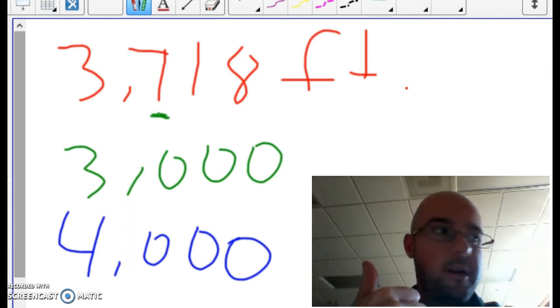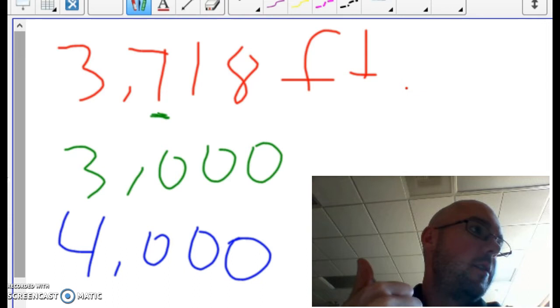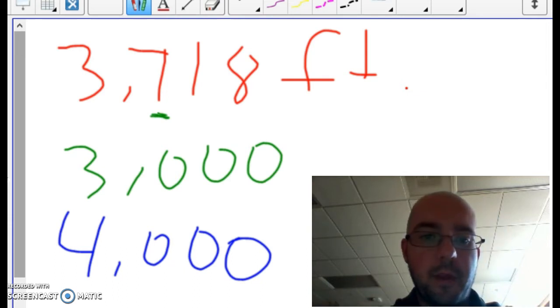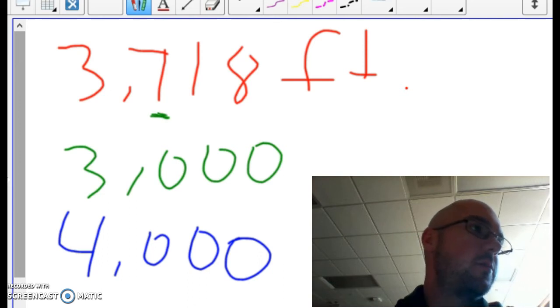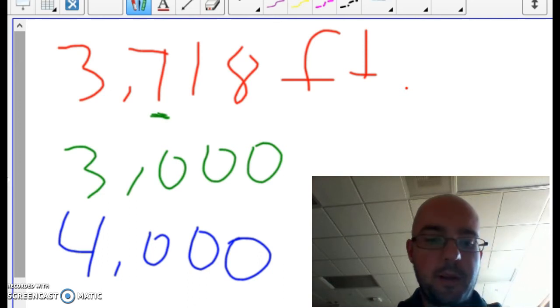If it's less than 5, we round it down. So because this is 5 or more, it would round to 4,000 feet. So that is how we can do rounding to the nearest 1,000.